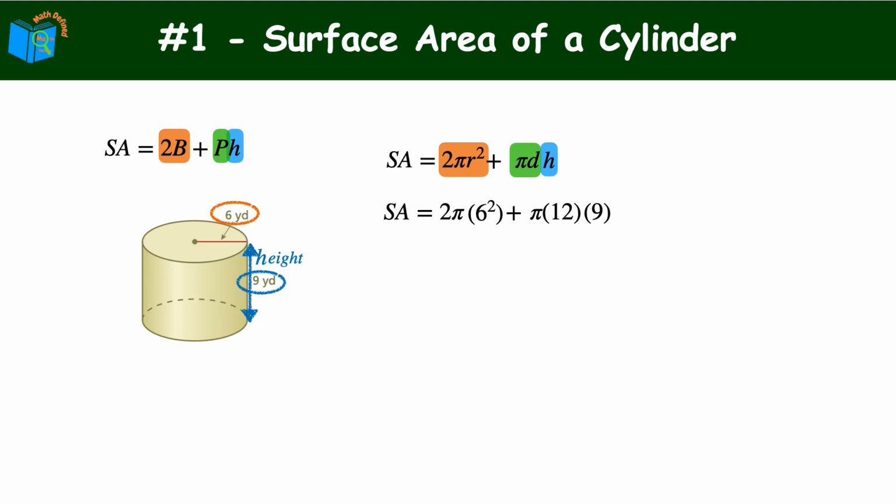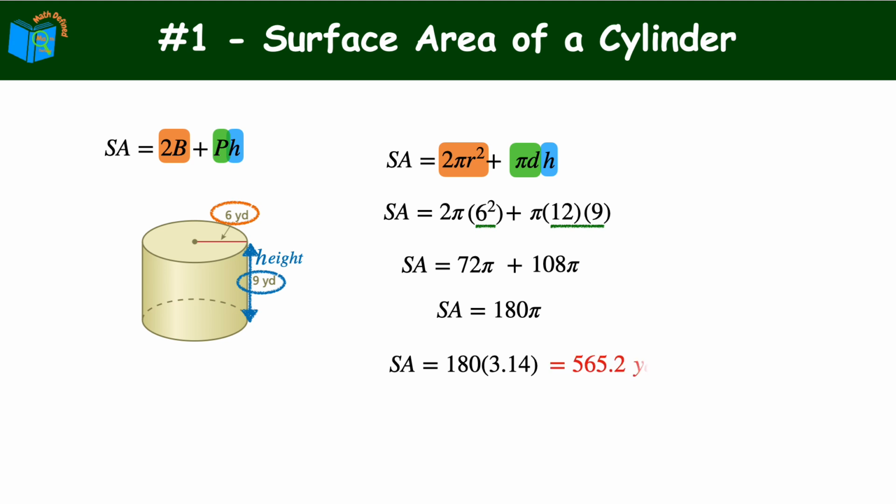Following the order of operations, we'll square the 6. 6 times 6 is 36, and 36 times 2 pi is 72 pi. Then multiplying 12 by 9, we get 108 pi. Adding these two like terms together, we get 180 pi. We could leave our answer the way it is, or we could simplify it further by multiplying 180 times the approximate value of pi, 3.14, to get a total surface area for this cylinder as 565.2 square yards.